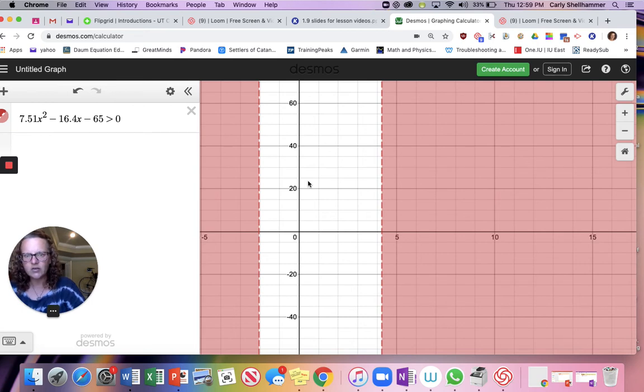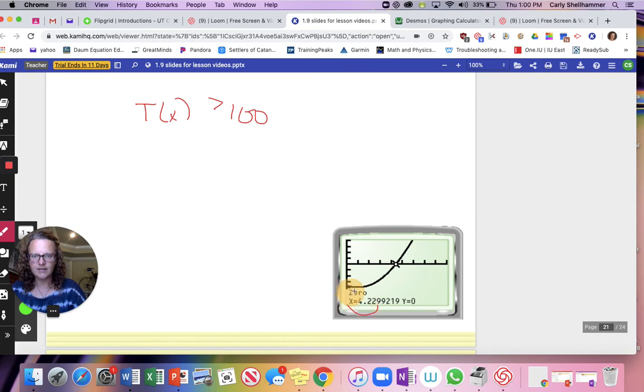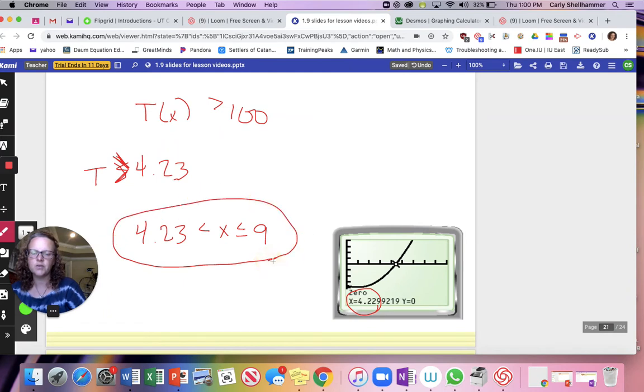So that's a really interesting graph, but it shows us that any numbers bigger than 4.23 will make that a true equation. So any x values greater than 4.23, and this is the number of teams. I can't have part of a team, so any teams greater than 4 will give us that solution. So we see that right there. So when your teams are greater than 4.23, we'll get that solution. So we can say between 4.23 and 9 will give us the correct range of teams to make that real life situation true.